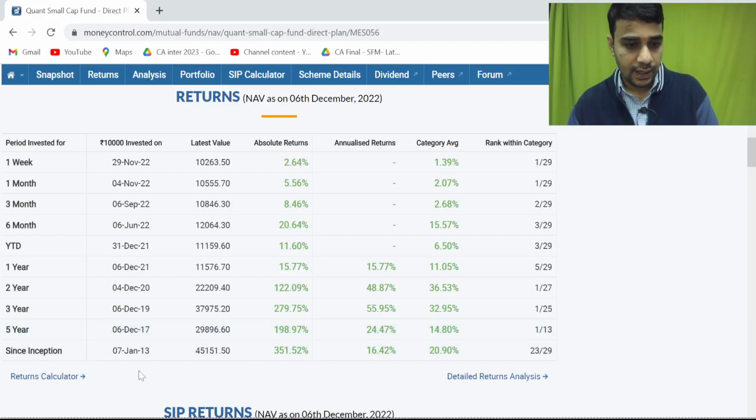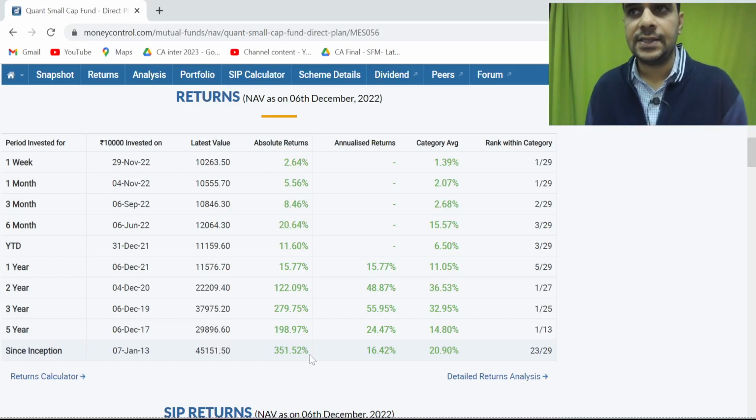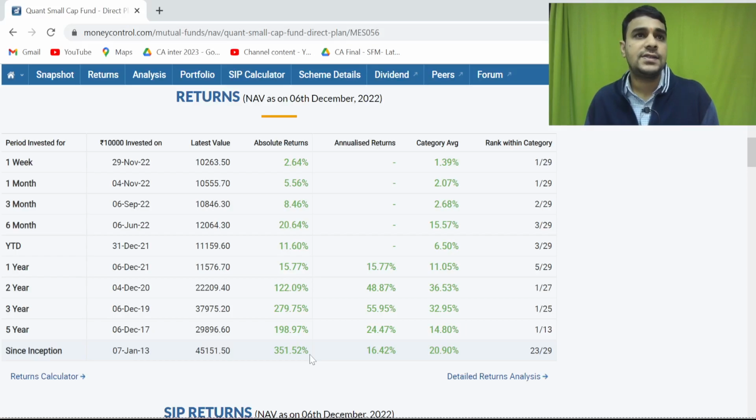Since inception, I think it's broadly some 8 years or so. In 8 years, they have given 351% return. You'll say 351 by 8 and say it's a very healthy return, but it's only 16%. 16% as such is also a healthy return, but the point is the annual return which we calculate is not the right indicator.